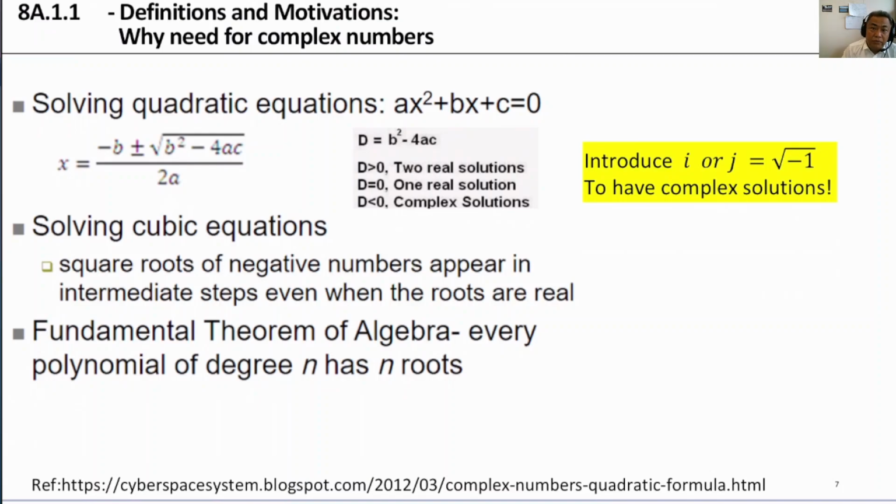Let's continue with the question of why we need complex numbers by examining this quadratic equation, which is ax squared plus bx plus c equals 0. Basically, again we want to find x such that the left hand side equals 0.